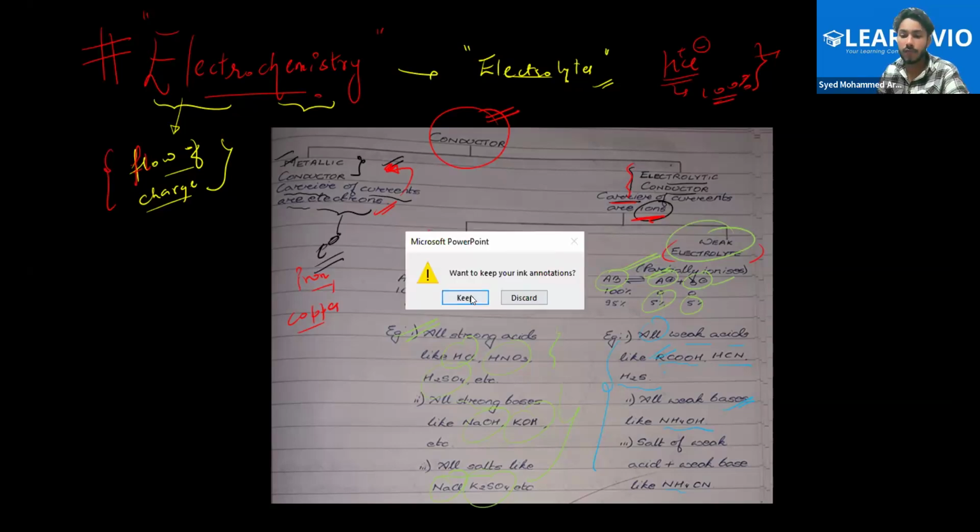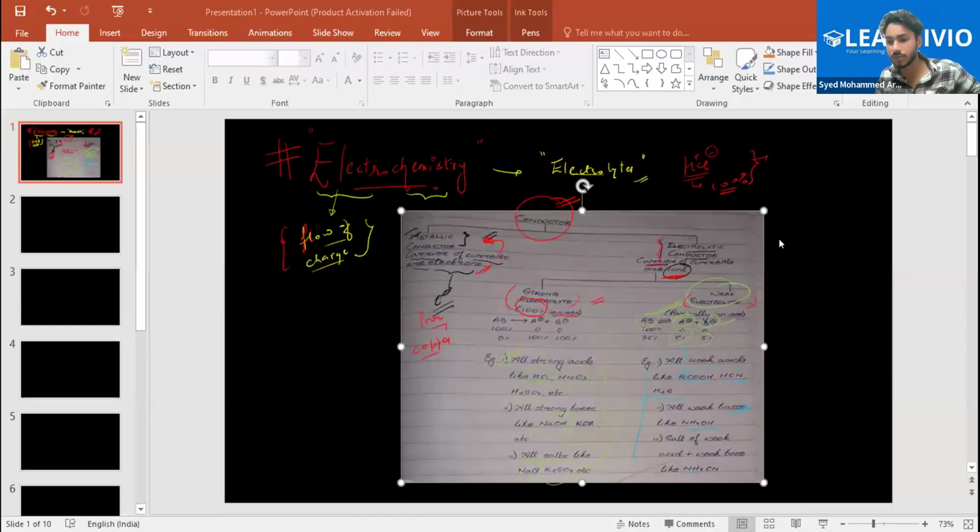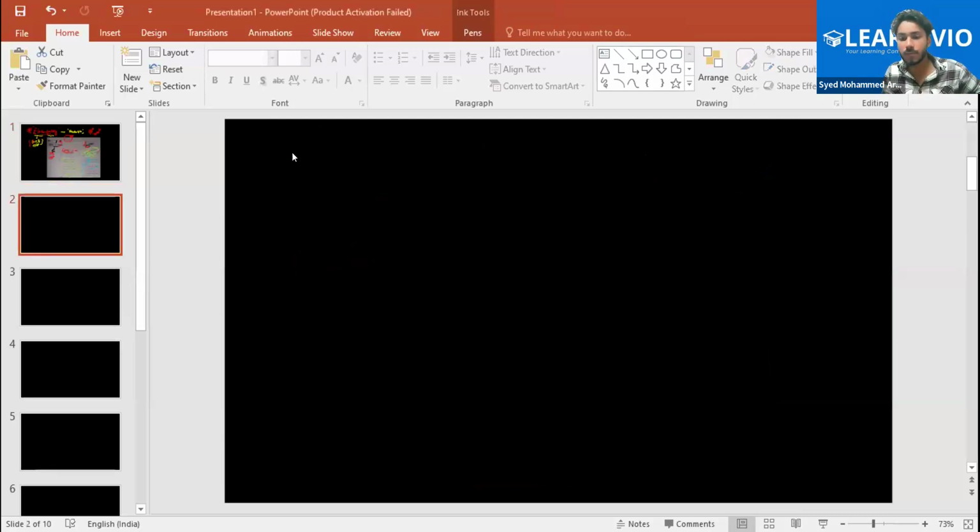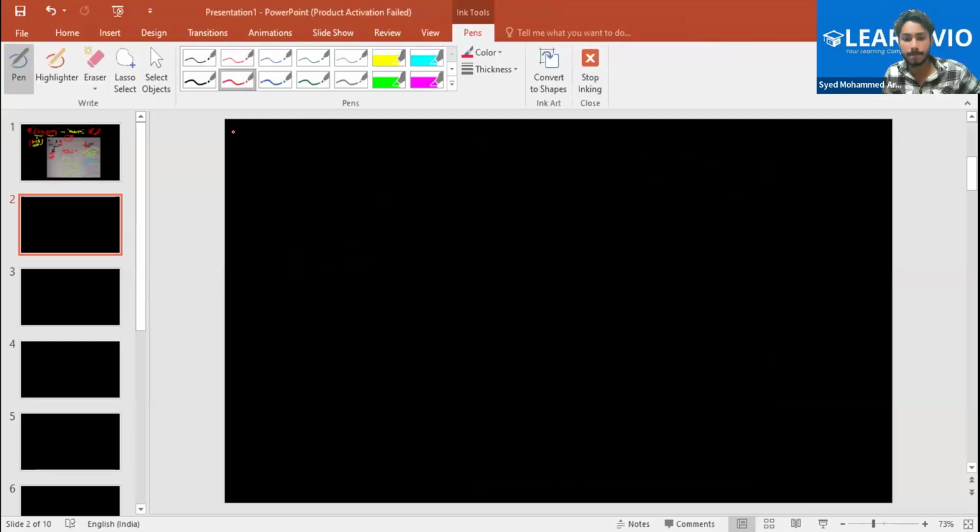Now, the first section would be the conduction section. We are going to discuss the conduction section in electrochemistry. In the conduction section, the first thing would be Ohm's law. And what is Ohm's law? Can you tell me?